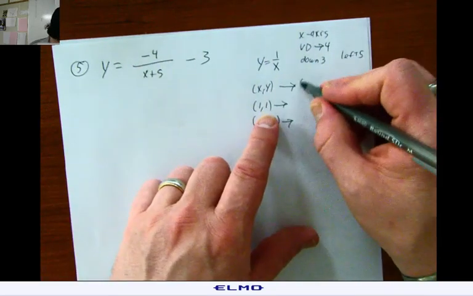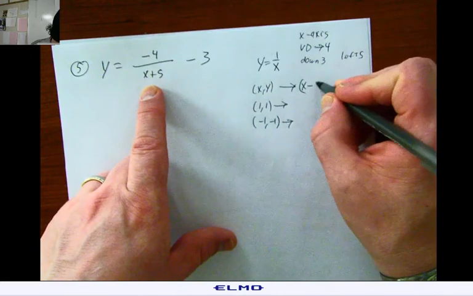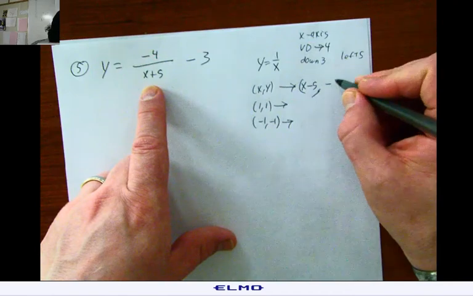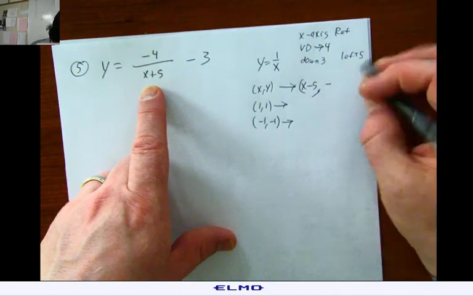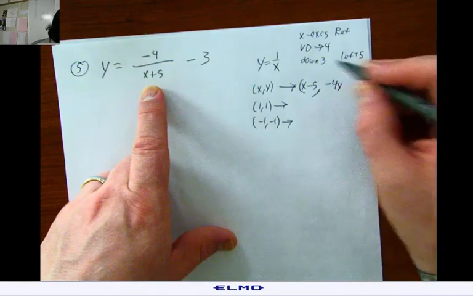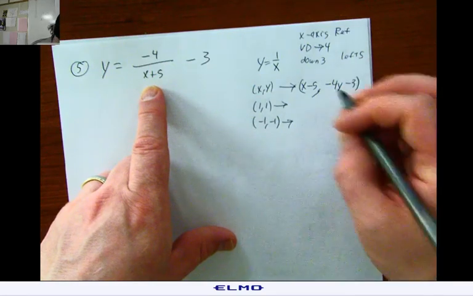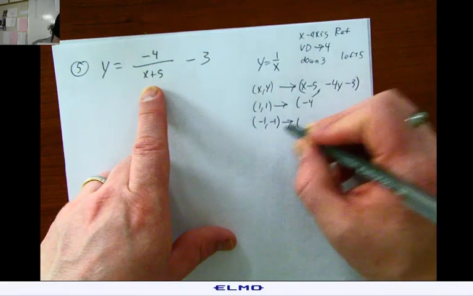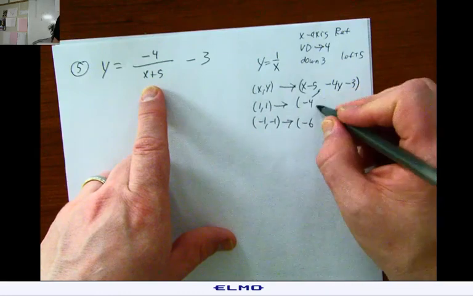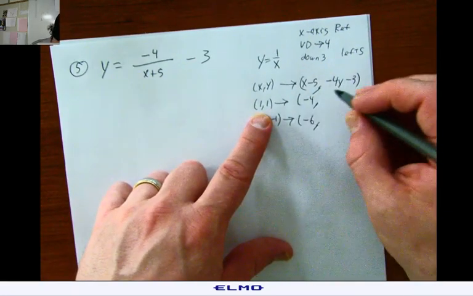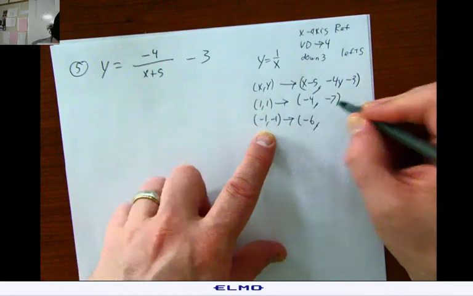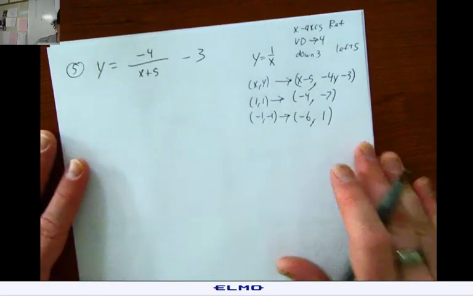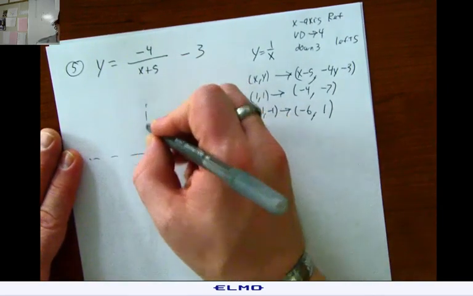What this means to the coordinates, if you're going to go left 5 on the x, it's going to be x minus 5. On the y coordinate, x-axis reflection, a vertical dilation of 4, so negative 4y, then down 3, minus 3. 1 minus 5 is negative 4. Negative 1 minus 5 is negative 6. Negative 4 times 1, negative 4 minus 3 is negative 7. Negative 1 times negative 4 is positive 4. Minus 3 is 1.